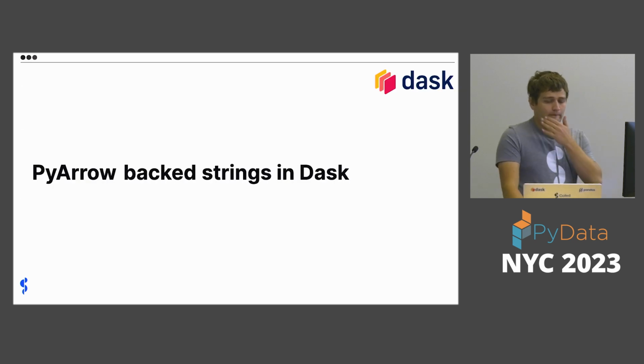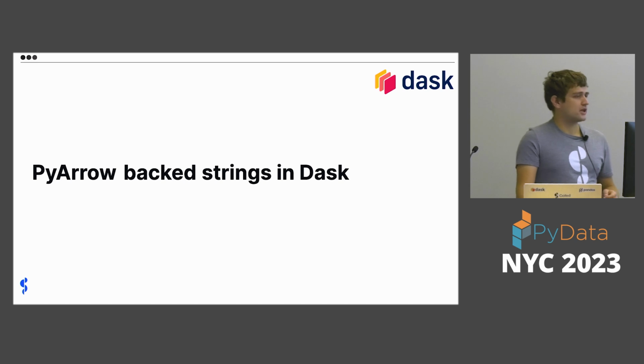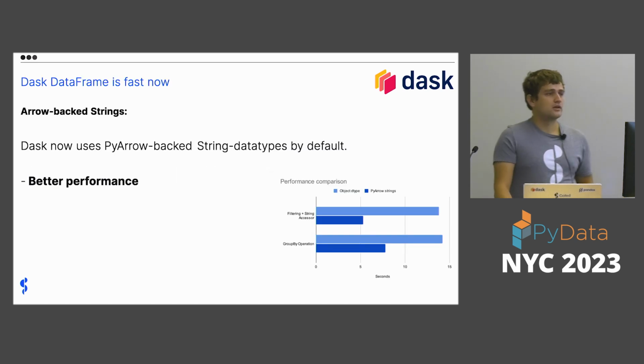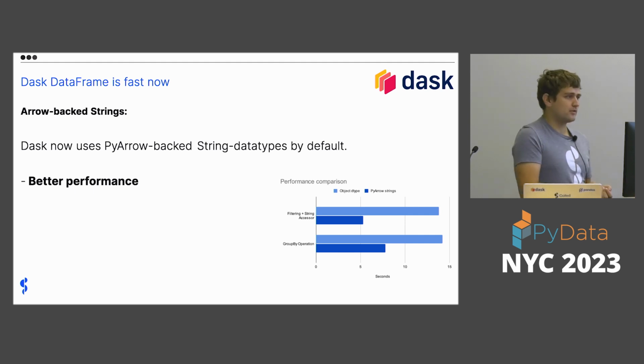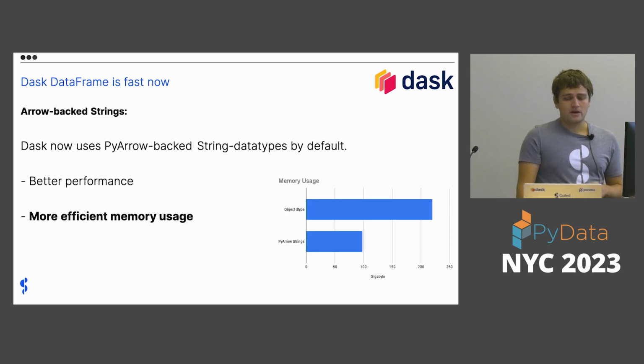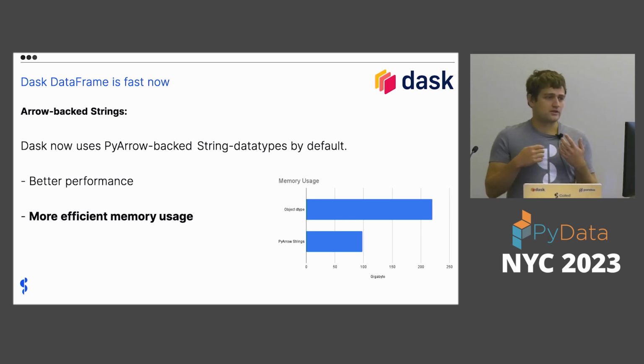Dask has a very similar implementation, but we are already using it by default. We made the switch already. So if you instantiate a Dask data frame, you won't end up with a NumPy object anymore. We have seen better performance, but to be honest, most Dask users don't care that much about performance. They care more about memory stability, which is a huge improvement.